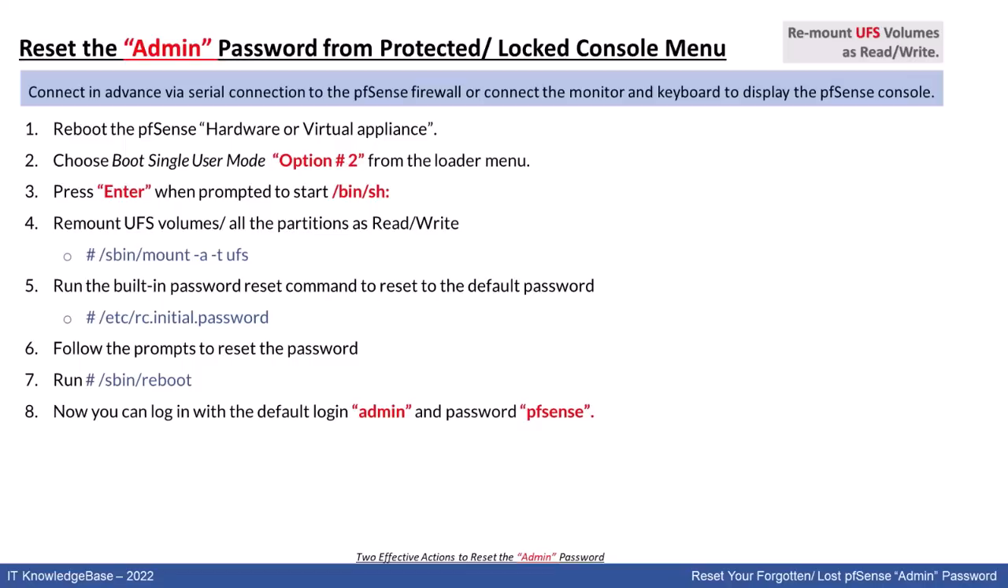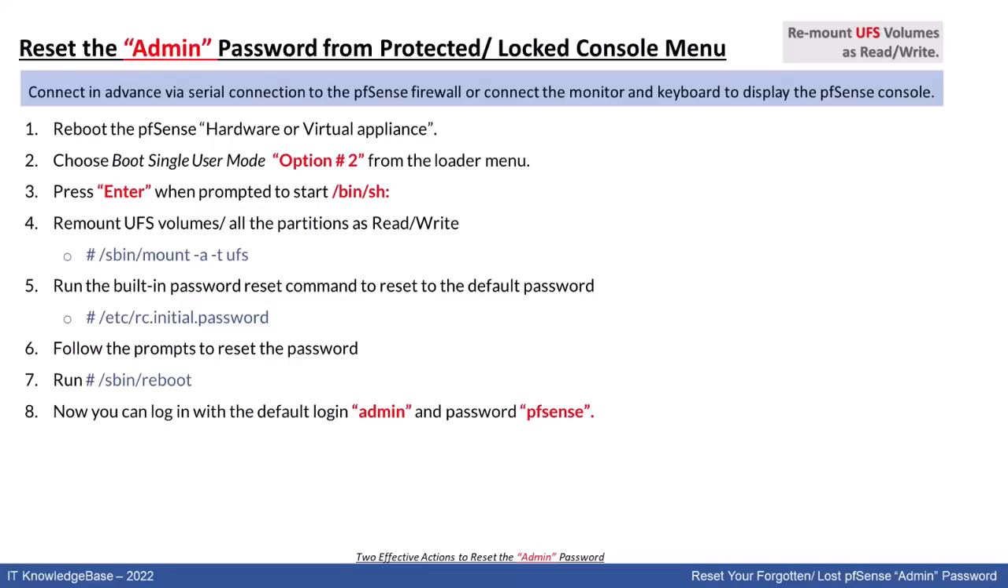Reset the admin password from a protected locked console menu, and this is for remounting the UFS volume as read-write. Connect in advance via serial connection to the pfSense firewall or connect the monitor and keyboard to display the pfSense console. If you are accessing your pfSense firewall over the network, then it's fine. Reboot the pfSense hardware or virtual appliance. Choose boot single user mode. This is option number 2 from the loader menu.